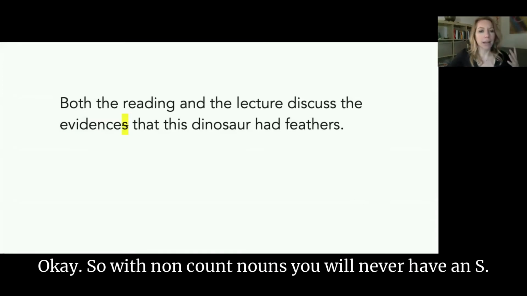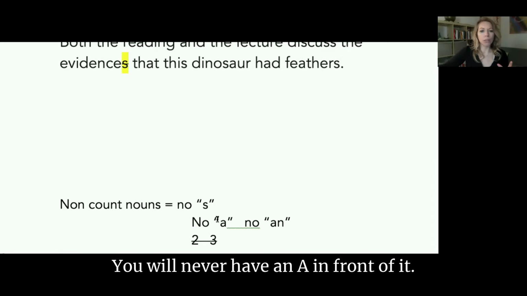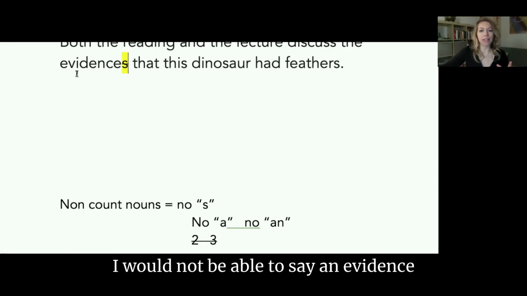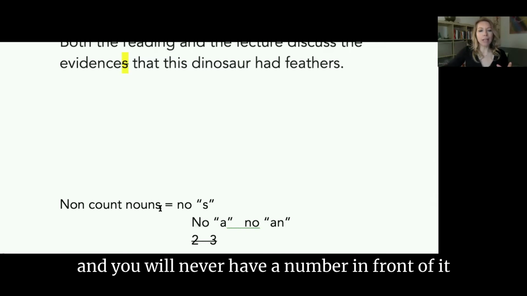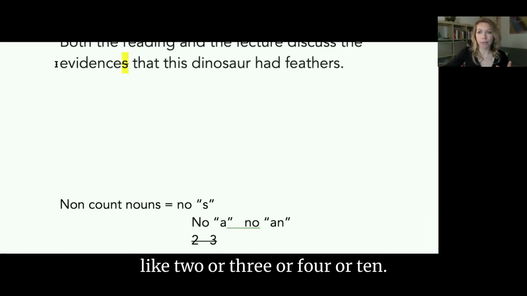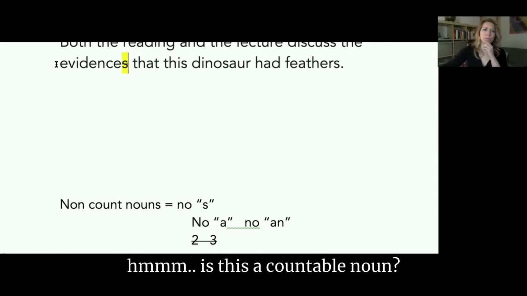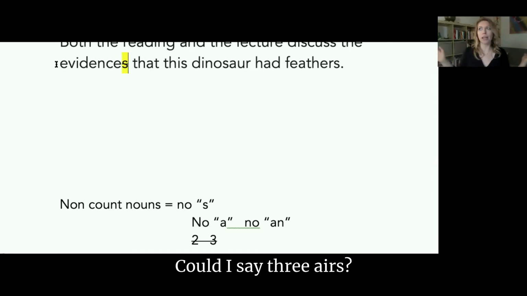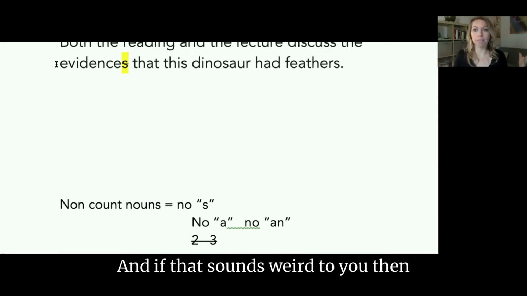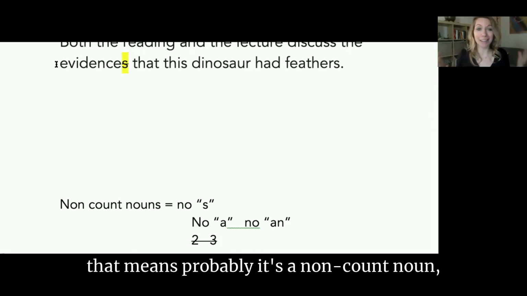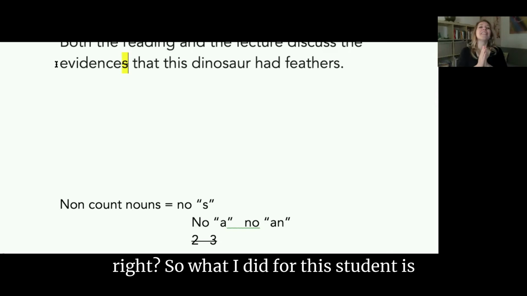So with non-count nouns, you will never have an S. You will never have an A in front of it. I would not be able to say an evidence. And you will never have a number in front of it, like 2 or 3 or 4 or 10. And in fact, sometimes it's helpful if you're trying to figure out, is this a countable noun? Could I say 3 airs? And if that sounds weird to you, then that means probably it's a non-count noun, right?